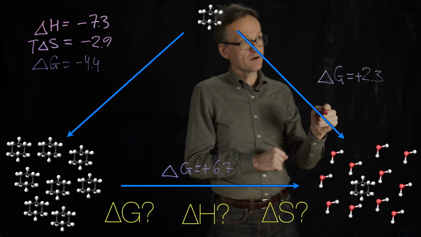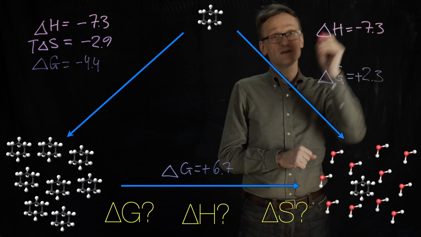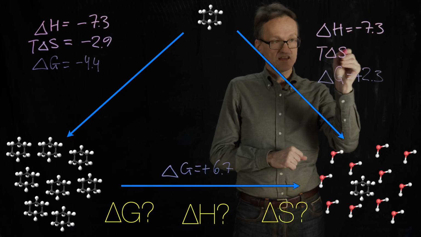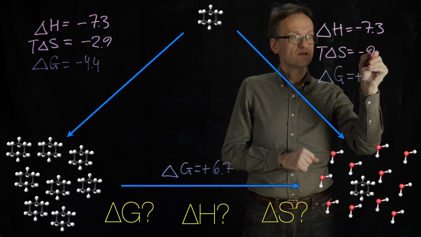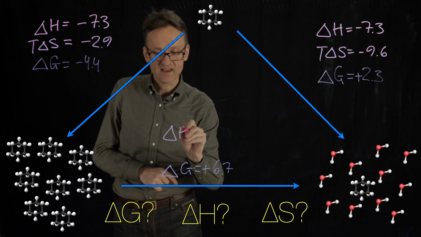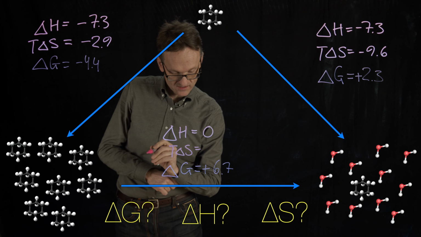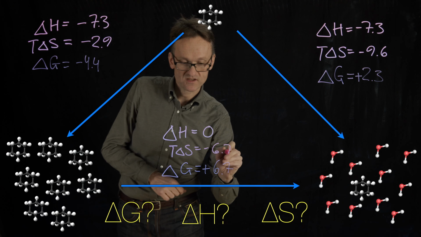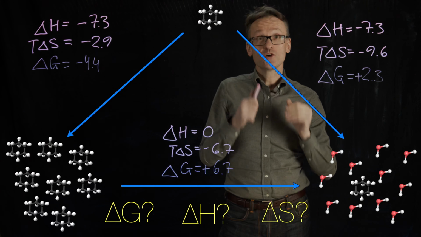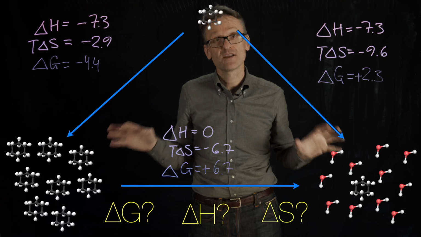Moving from the gas to the aqueous phase, I have delta H equal to minus 7.3. That's interesting. Same number. And T delta S equal to minus 9.6. And finally, down here, liquid to the aqueous phase, I have delta H equal to 0 and T delta S equal to minus 6.7. Again, this is what we would get from the experiment. So we know that the experiment tells us the truth, but now we can use the experiment to tell us something about what happened on the molecular scale.